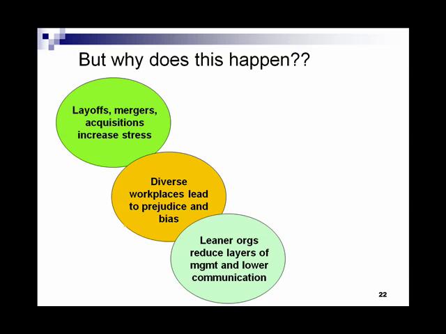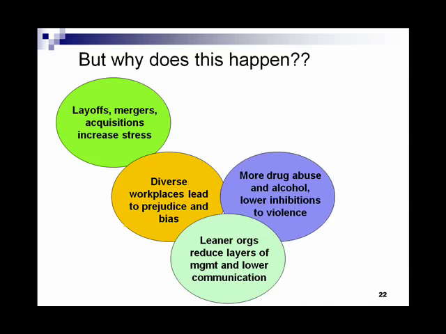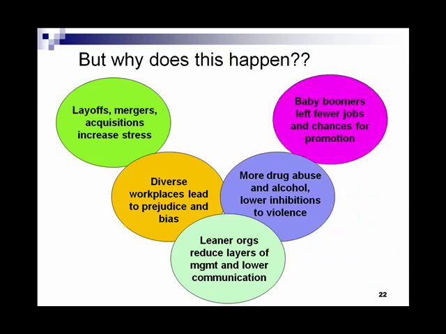The fact that our economy requires us to be even leaner and more efficient is going to reduce layers of management and, again, lower communication, which also leads to stress. We're seeing a lot more drug abuse and alcohol abuse, which tends to lower employees' inhibitions to violence, which is also a bad thing. And then the baby boomers have left fewer jobs, and with fewer jobs, there are fewer chances for promotion and more stress.